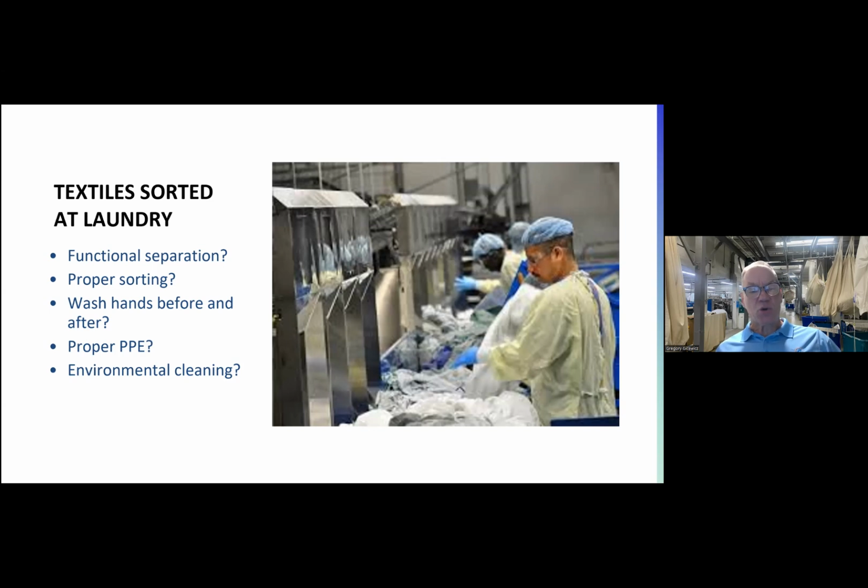We want to make sure that our sorters are wearing proper PPE, that they're washing hands before and after doing the sort, and that they're doing environmental cleaning of that area regularly. Otherwise, that area is going to be a risk to all the workers that are in there. So that's the soil sort, kind of the first step of the laundering process.